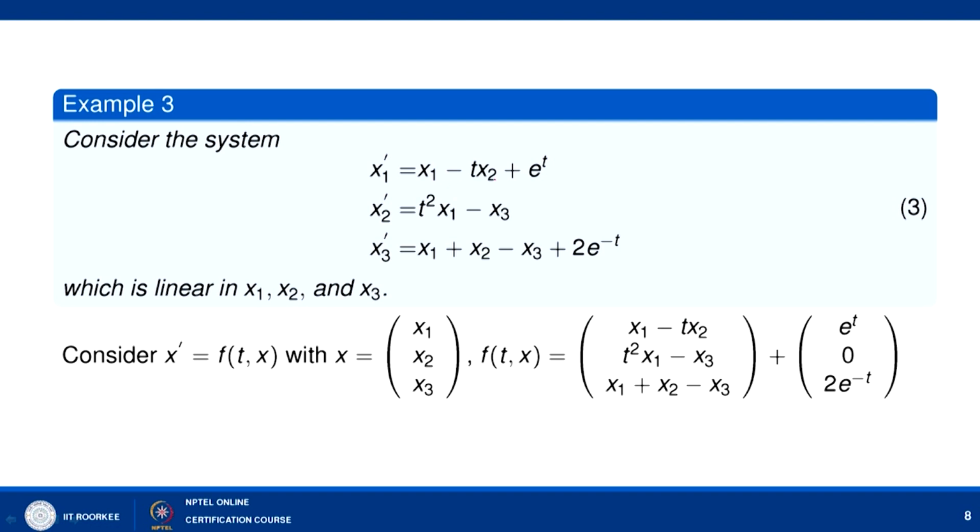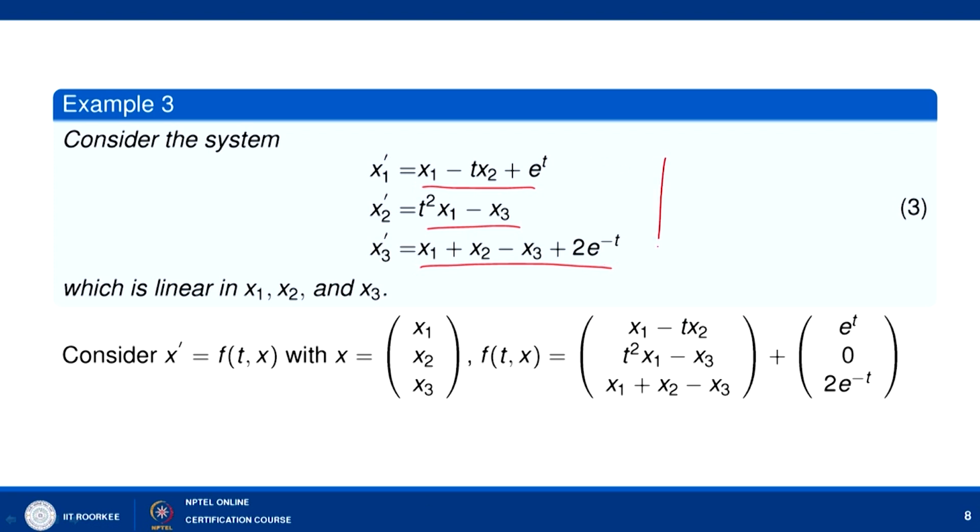x1 dash equal to x1 minus t x2 plus e to power t, x2 dash equal to t squared x1 minus x3, and x3 dash equal to x1 plus x2 minus x3 plus 2 e to power minus t. Now we want to form the system of first order differential equations from this, and here we can say that each equation here is linear in terms of x1, x2 and x3.